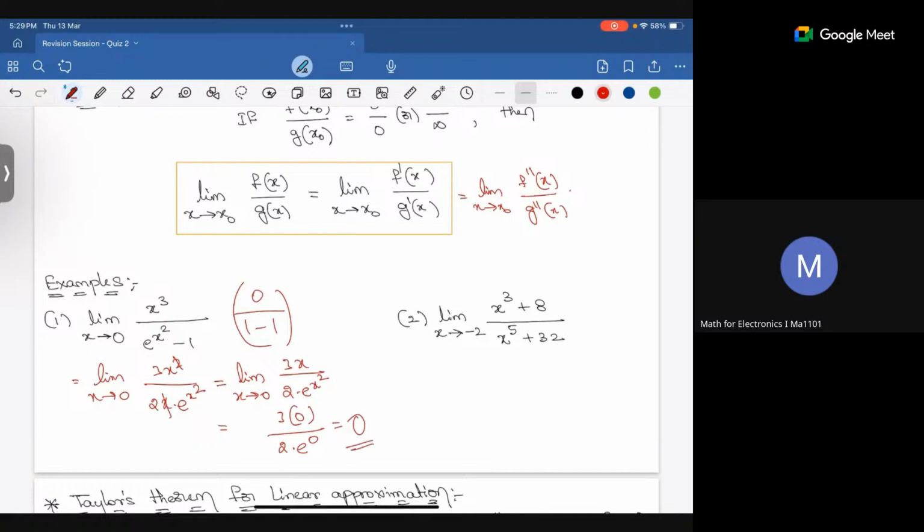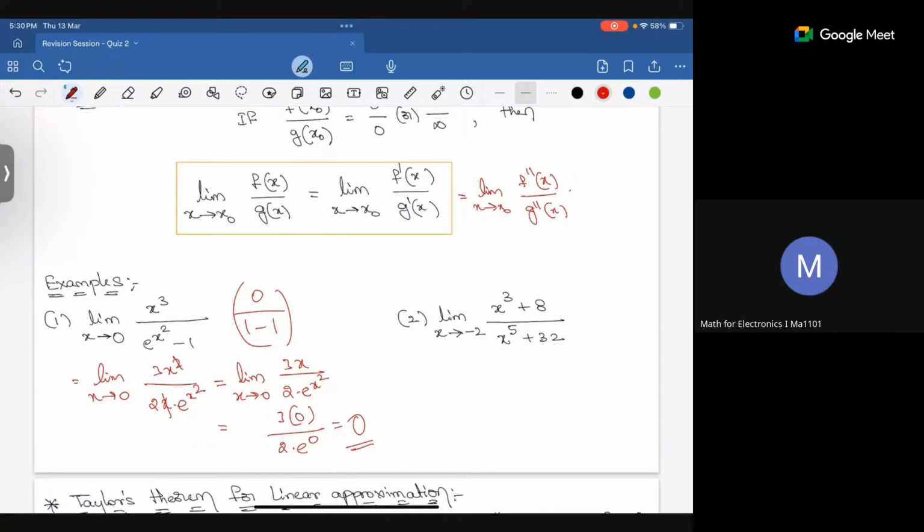So you should not take the derivative once again in the numerator and denominator. Then you should not claim that this goes to infinite. If you take L'Hopital once again, you will get 3 by 2 into 2x into e power x square. So x comes in the denominator, and as x tends to 0, something by 0 will go to infinite. Okay, so be careful about that. So the answer for this is 0, not infinite.